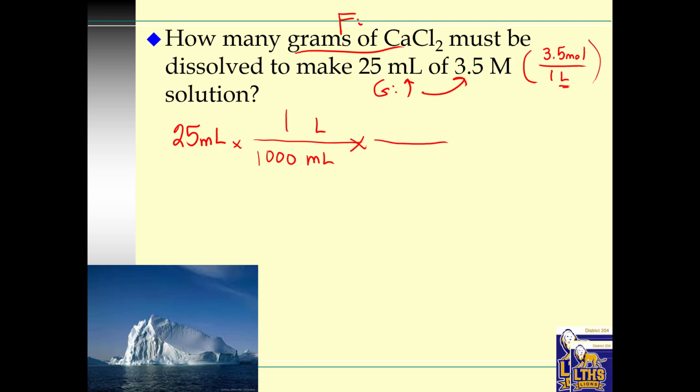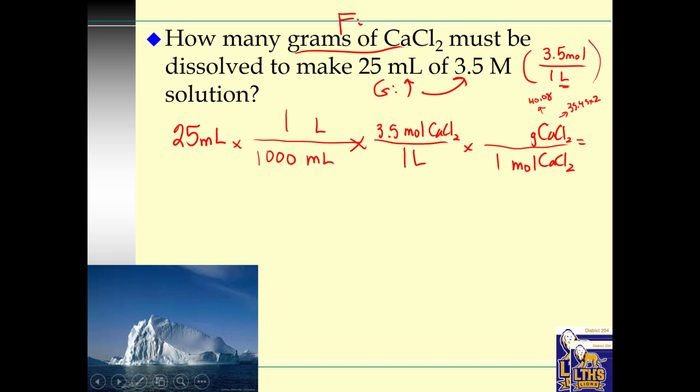All right, now that I have liters, I can use molarity as a conversion factor. I know that for every 1 liter, there's going to be 3.5 moles of solute, which is calcium chloride. But I'm not done until I have grams. I'm going to use one more step. Love dimensional analysis. For every mole of calcium chloride, how many grams of calcium chloride are there? Okay, well, number 1, moles. Where do I go get the grams from? The periodic table. So I had 40.08 and then 35.45 times 2. Where did I get those? Periodic table. Boom.